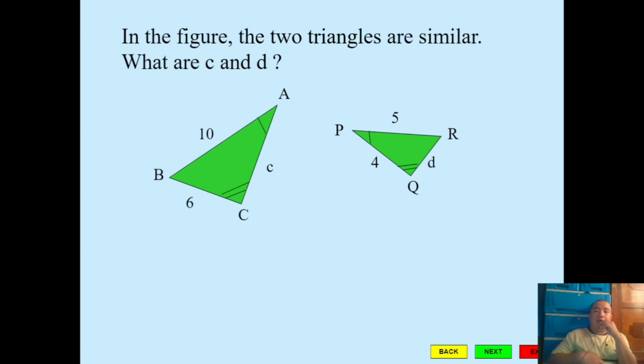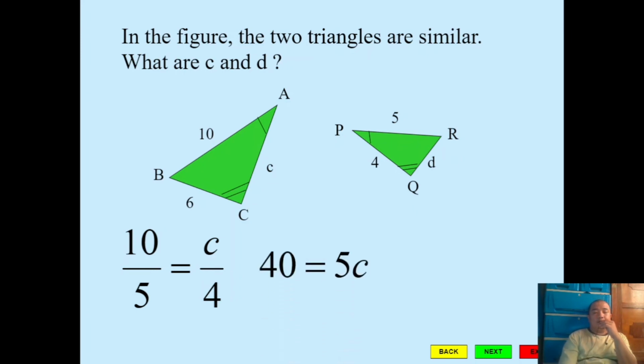Now in the figure, the two triangles are similar. What are C and D? The corresponding side of AB is PR. The corresponding side of BC is QR. And the corresponding side of AC is PQ. So if we're going to solve for C, then we can form our equation: 10 over 5 is equal to C over 4. Cross multiply, 5c is equal to 40. 40 divided by 5 is 8. So therefore c is equal to 8.